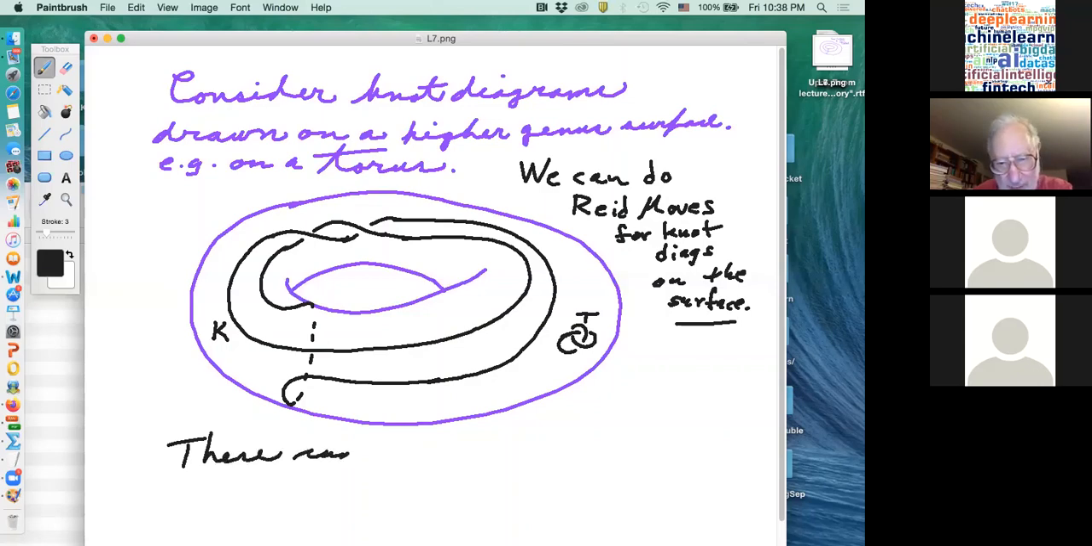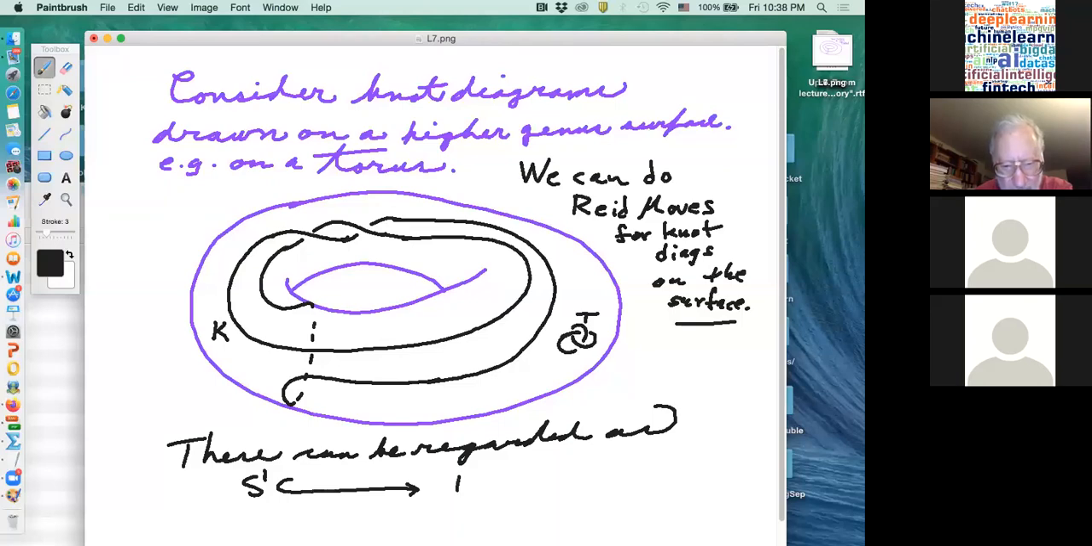These can be regarded as S1 going into the surface, in this case the torus, crossed with the unit interval. You see, this is the three-dimensional space involved. You take a torus, you cross it with a unit interval, now you have a thickened gadget like that, and the knot is embedded in there, and the weaving means that you went up and down along that interval as you were going along. So you can understand, and we'll come back to how we would deal with this, that we can think about knot theory in surfaces other than the two-dimensional sphere or the plane.